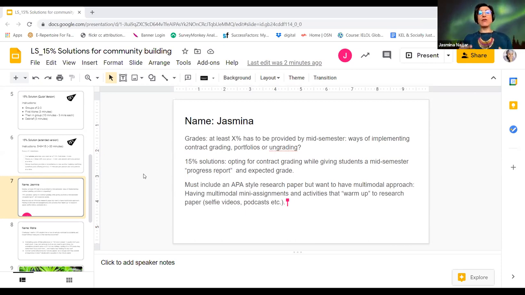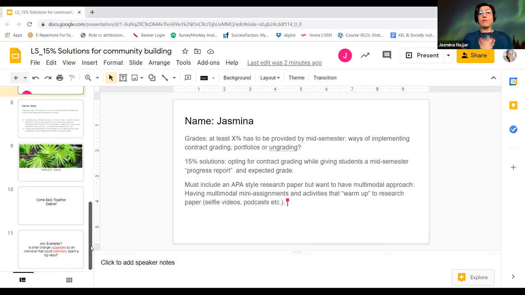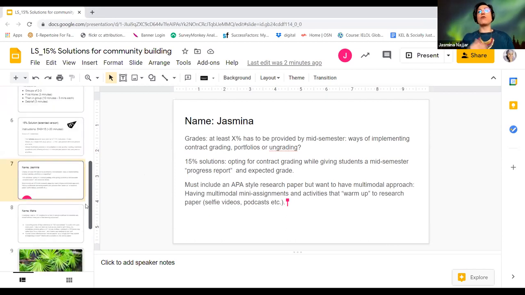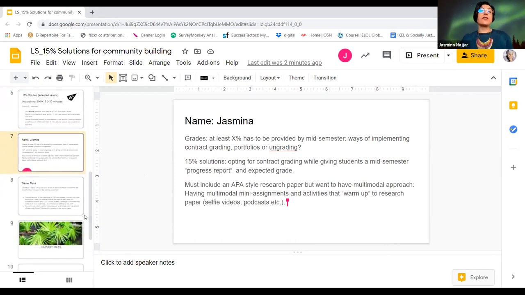In my case, within my control, I have control over the lower stakes assignments. So maybe instead of telling students to regularly submit what their research question is, let them present it in a podcast. If I want them to do their annotated bibliography, maybe have them do it in a more visual manner. So there are ways of including these multimodal approaches that build up towards the research paper while sticking to the fact that I have to make sure they produce a research paper.